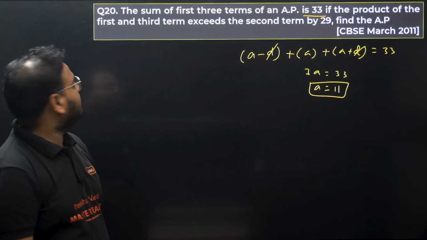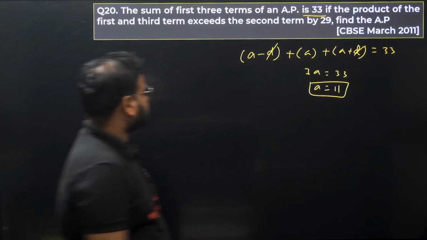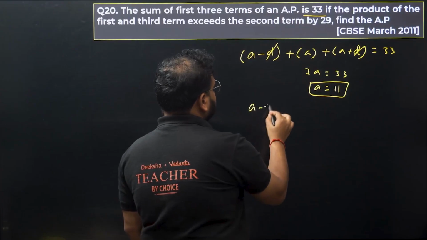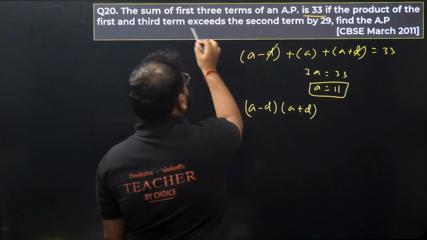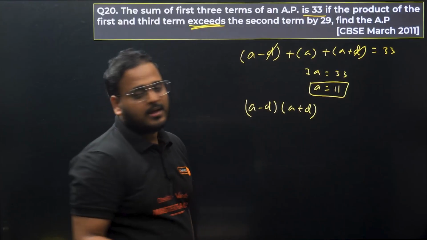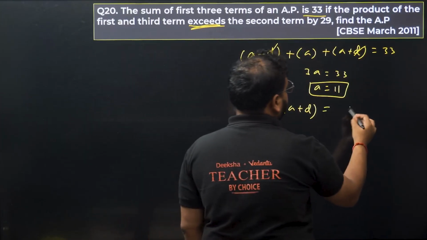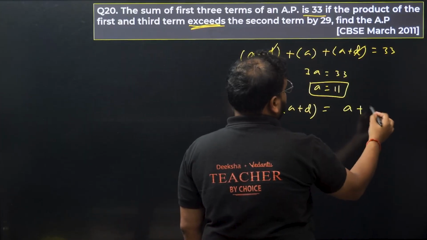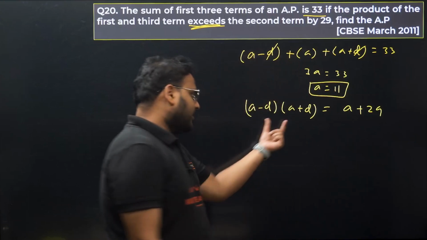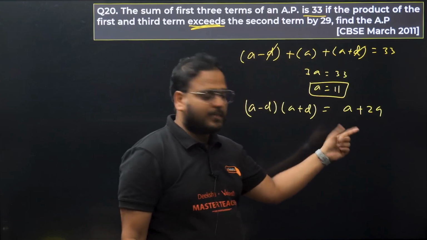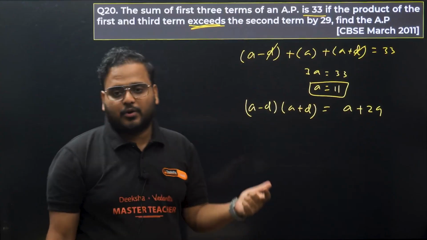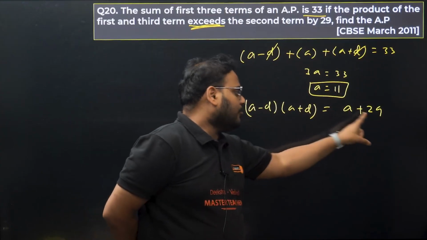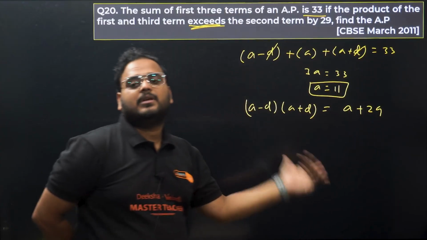The product of the first and third term, a minus d into a plus d, exceeds, means bigger than, the second term by 29. The product is more than the second term. By how much? By 29. So you want to add 29 to the second term to get them equal to each other. Right now this is bigger. You have to add 29 to the second term to make them equal.